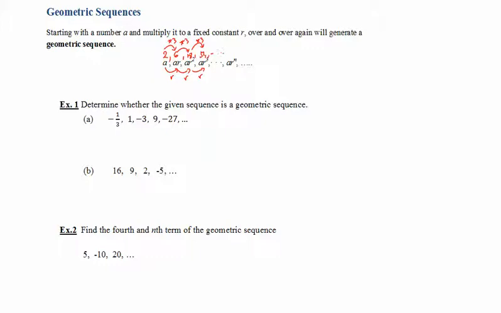So here is an example of a geometric sequence. It's 2, 6, 18, 54, and so on. Here the common ratio r is equal to 3. The first term is equal to 2. But now what would be the nth term?